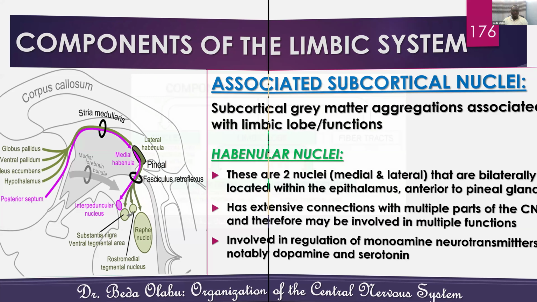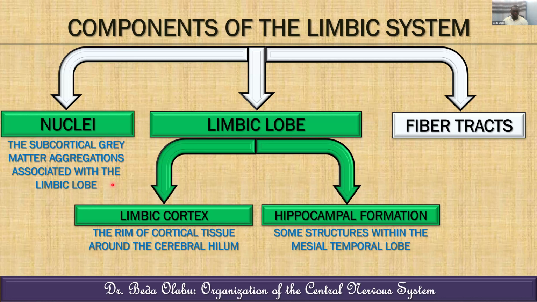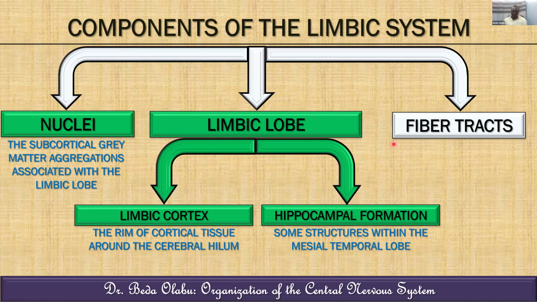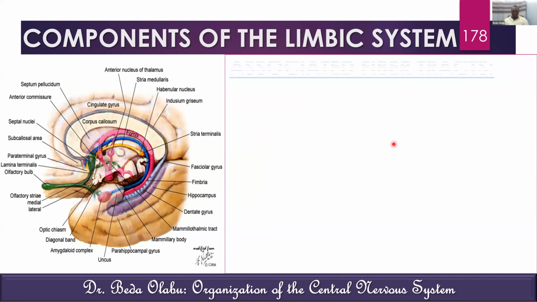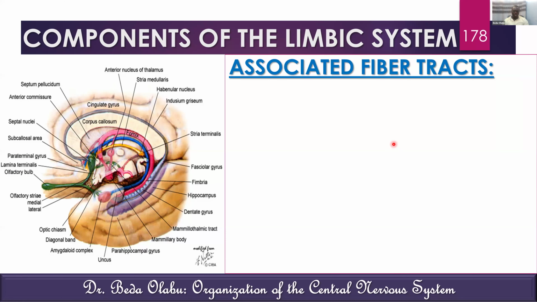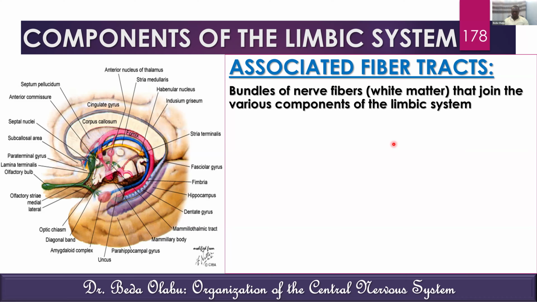Great. So we have successfully covered the second major component of the limbic system. These are the nuclei associated with the limbic system. So the last component that we need to cover are the fiber tracts of the limbic system. Remember that these are neuronal pathways that connect various nuclei and cortices in the limbic system, and they're equally important. There are quite many. I'll give you a list of them. Then we'll discuss a few.